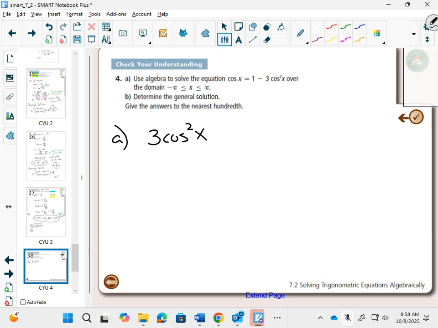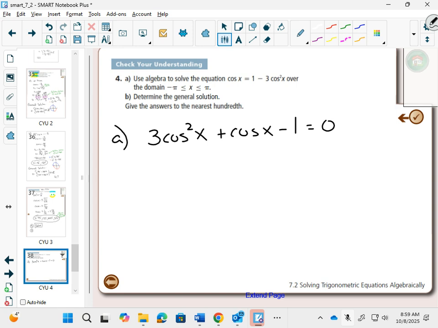Me personally, when I'm choosing which side I'm going to move things to, the left side or the right side, I like to have whatever's in front of my squared as a positive coefficient. It makes factoring easier. It makes the quadratic formula a little bit easier. So I'm going to move everything over to the left. 3 cos squared x plus cos x minus 1.